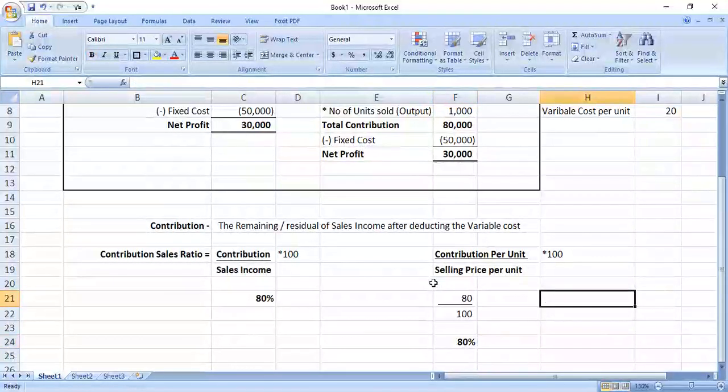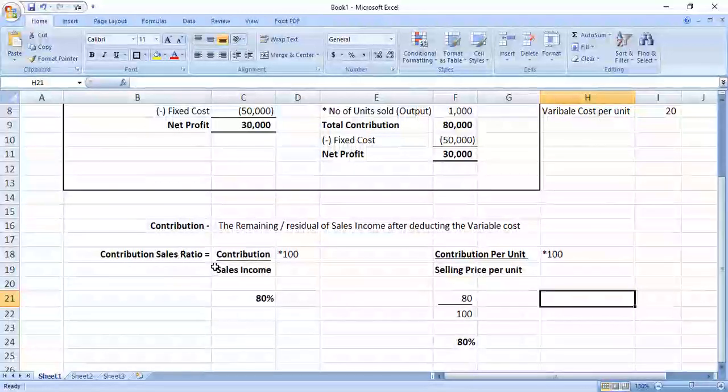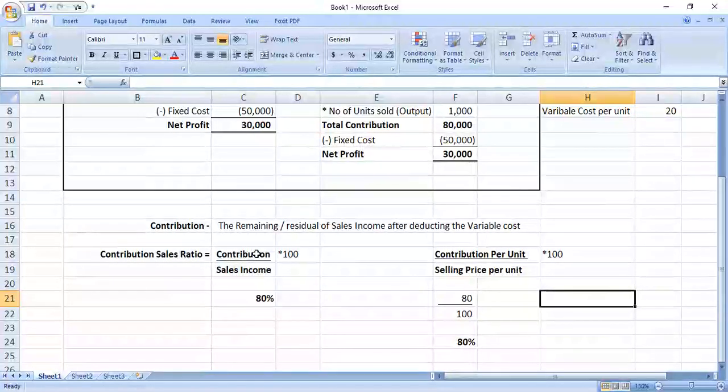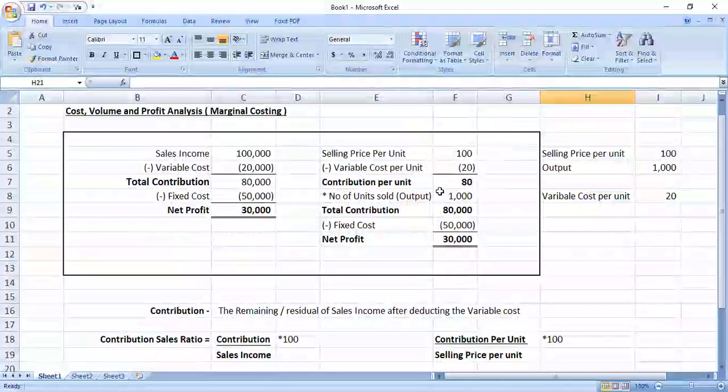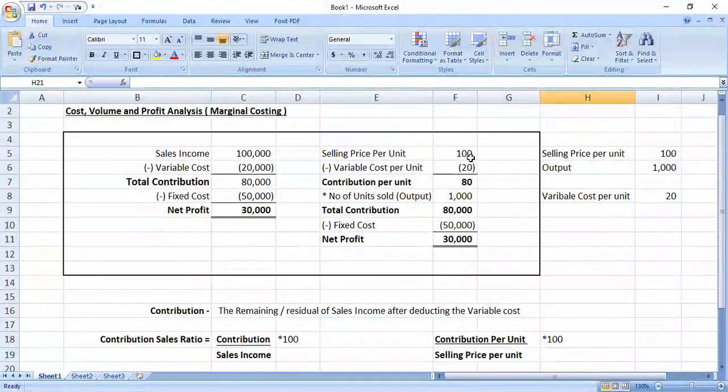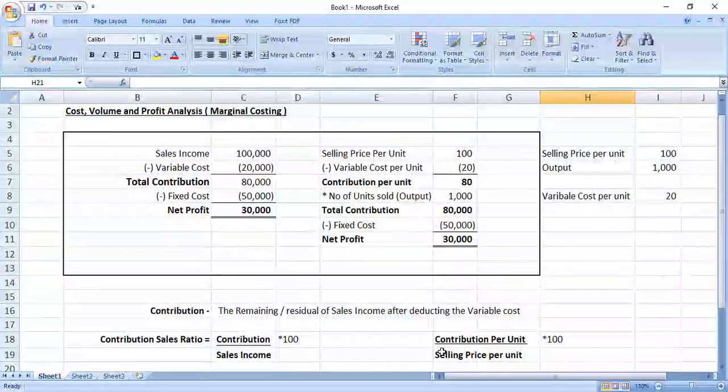So this ratio is very, very important. Lot of things can be done using this contribution sales ratio, or some say cost volume profit ratio, but it's contribution sales ratio simply. How can you get it? Using the total numbers: total contribution divided by total sales income, multiplied by 100. Or contribution for one unit, calculated as selling price minus variable cost per unit, divided by selling price per unit.